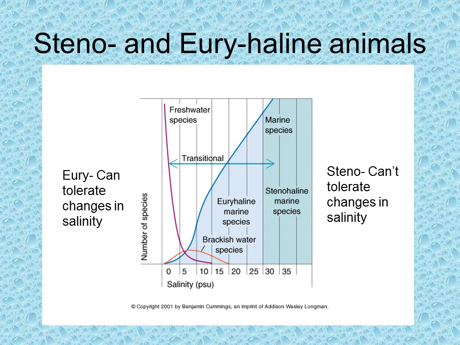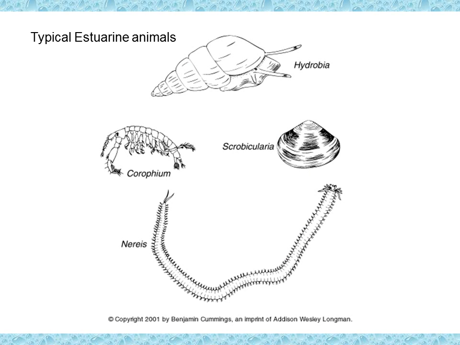But if they get trapped in a euryhaline habitat, where the salinity is lower than 30, they're not going to thrive, they're not going to do well at all. So you have multiple comparisons that you can make with this one graph between freshwater, brackish water, euryhaline, and stenohaline. Think about the definitions of euryhaline and stenohaline. Many different types of estuarine animals out there, from snails to crabs to polychaetes to mollusks.